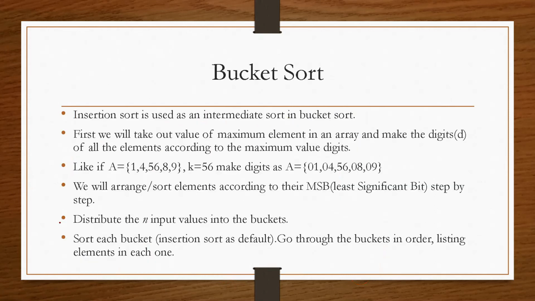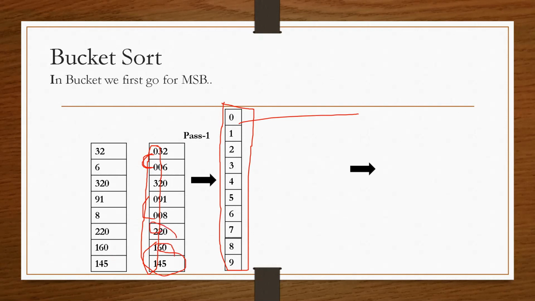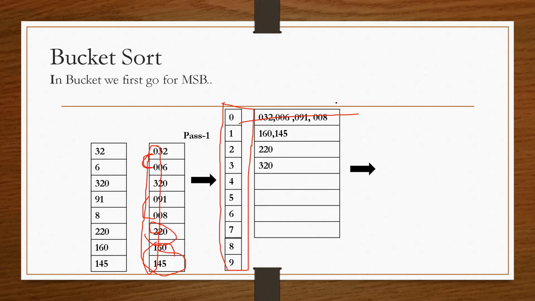Whereas in bucket sort, we will have buckets ranging from 0 to 9. We will place every number in a bucket according to its MSD, most significant digit. We will bucket them according to their MSDs. The numbers having zeros at the MSD are placed in the 0 bucket, and the numbers having 1 at the start will be placed in the 1 bucket. 2 will be placed in the second bucket, like this. Here you can see that every number is placed according to its MSD.